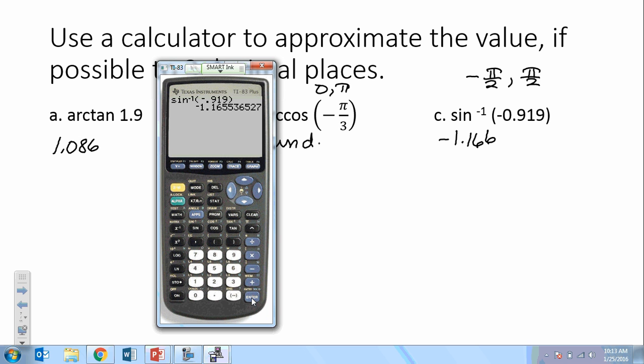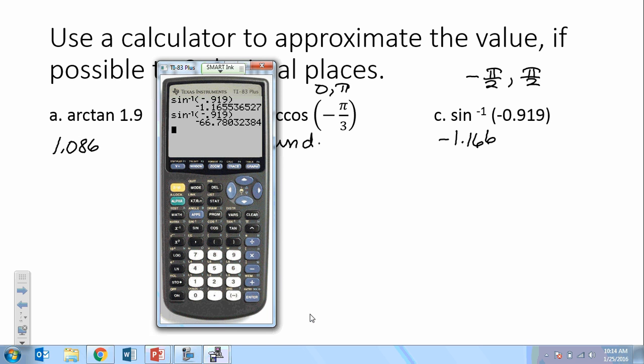We have a ratio here. We want to know the angle whose sine is this. So let's change that to degrees to see. If I go to mode and I change it to degrees, and I do a quit and I repeat what I just did, this is a negative 66.78 degree angle, negative 1.166 in radians. Does that make sense to everybody?